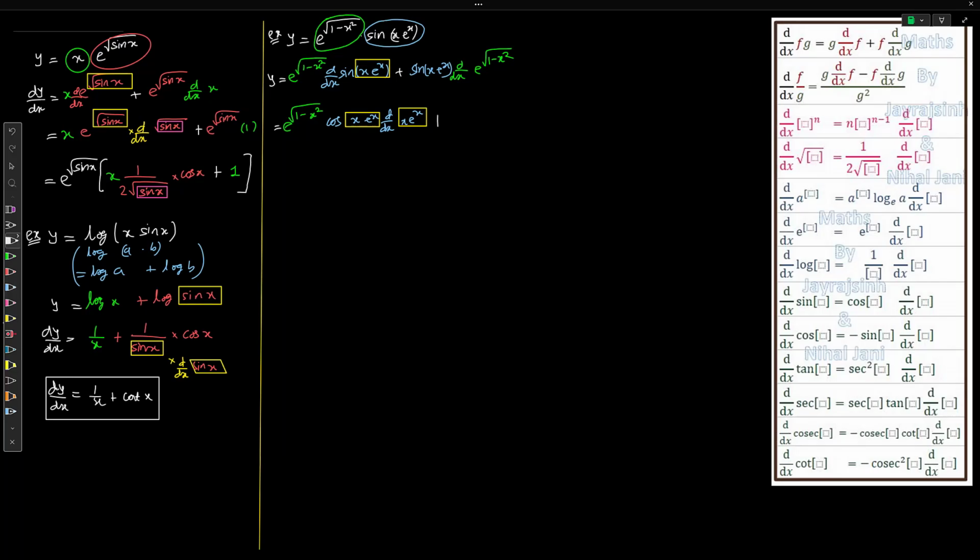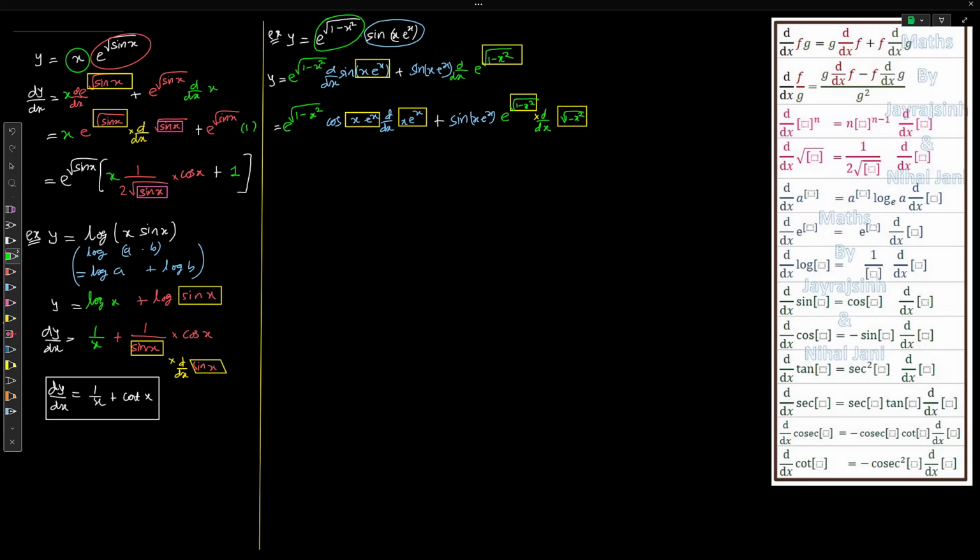Plus sin x e raised to x as it is. Differentiation of e raised to root 1 minus x square. So we have root 1 minus x square within the box. So the differentiation of e raised to box is e raised to box into d by dx of box. Now what do we have within the box? Root 1 minus x square. Okay, let's go.